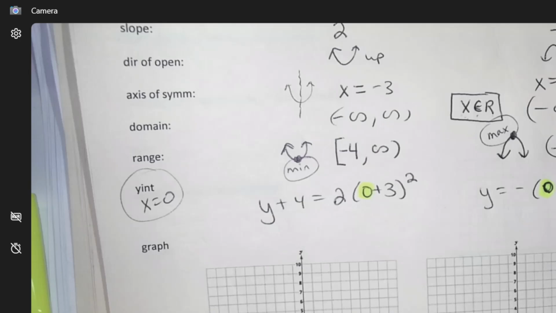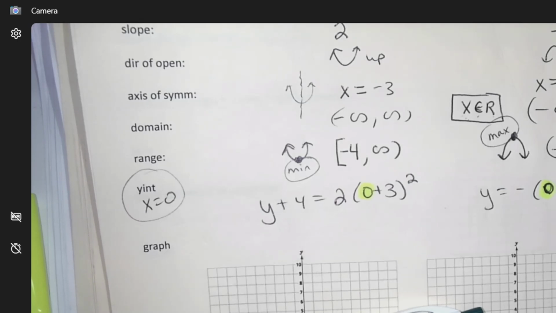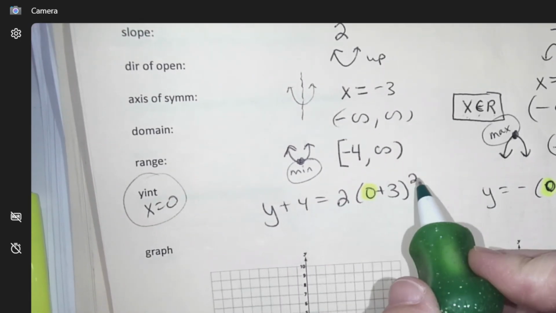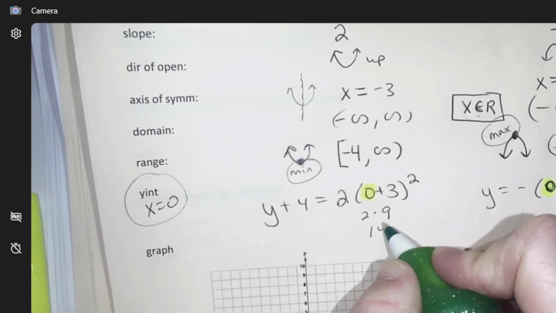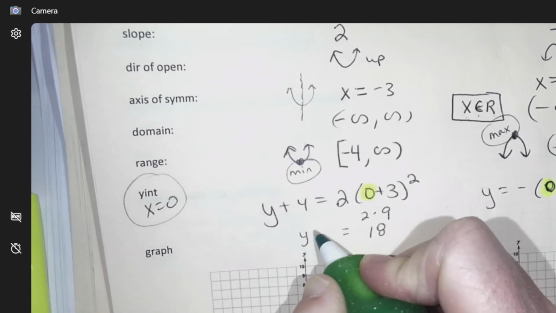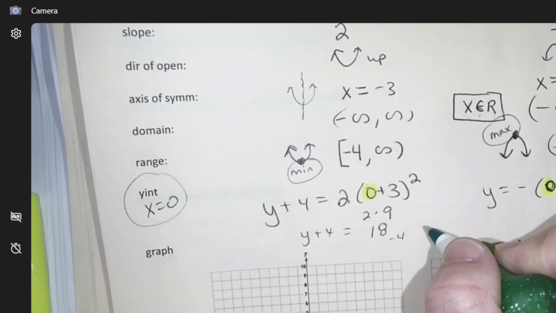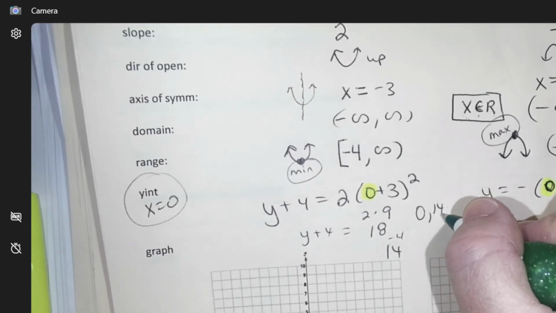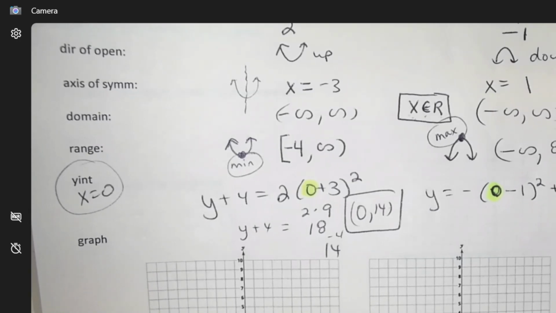Okay, so I am going to do some BEDMAS math. BEDMAS says brackets, 3 squared is 9. Now I'm going to times by 2, which is 18. But I would also have to subtract 4. So I'm getting 14. So I got a 14 on that one.